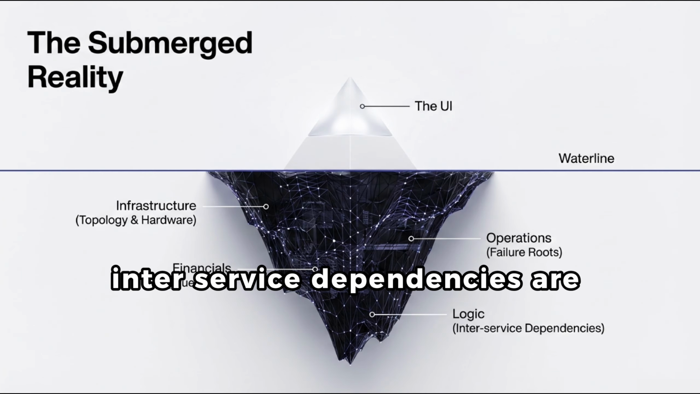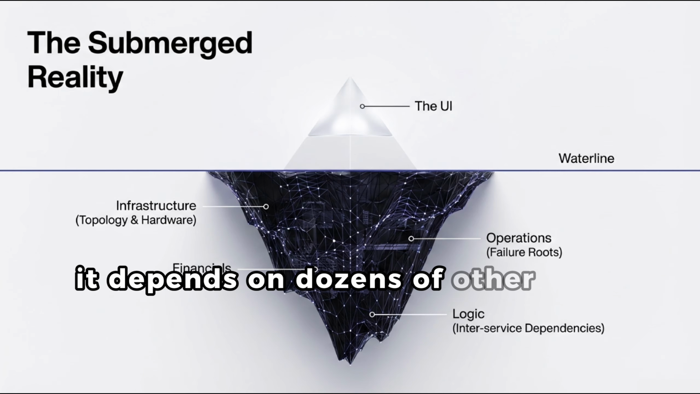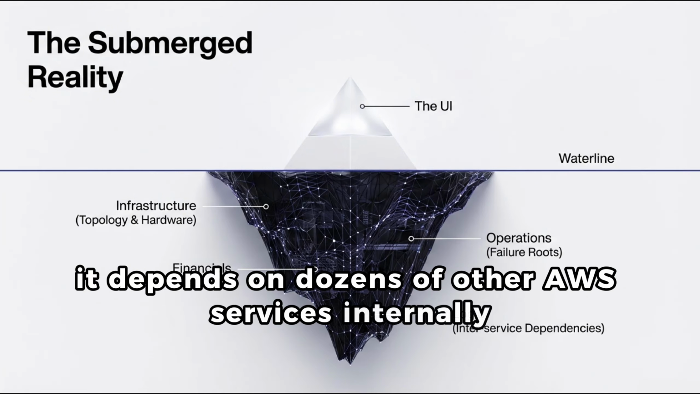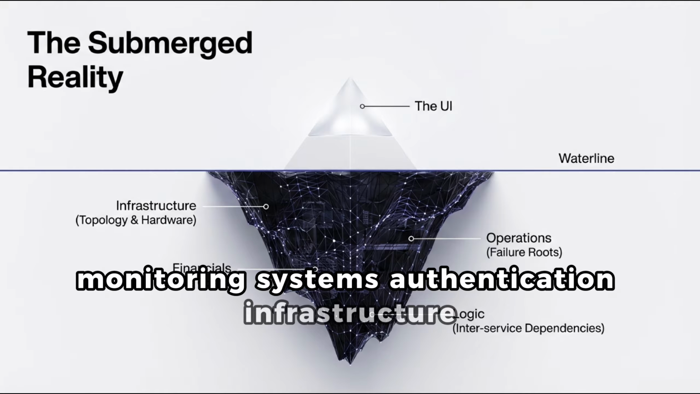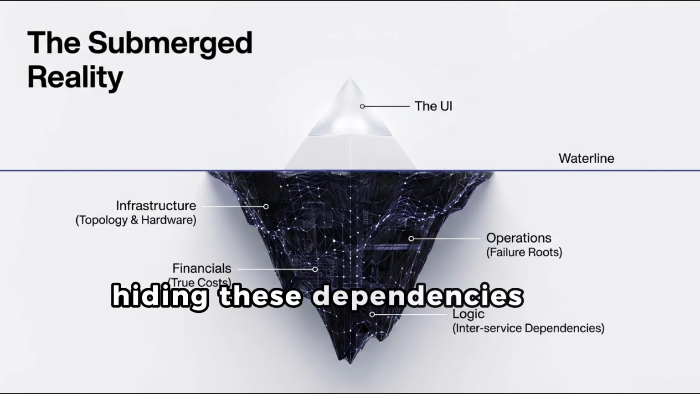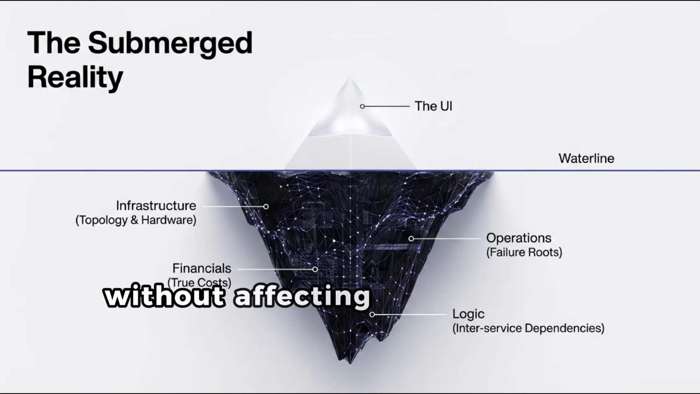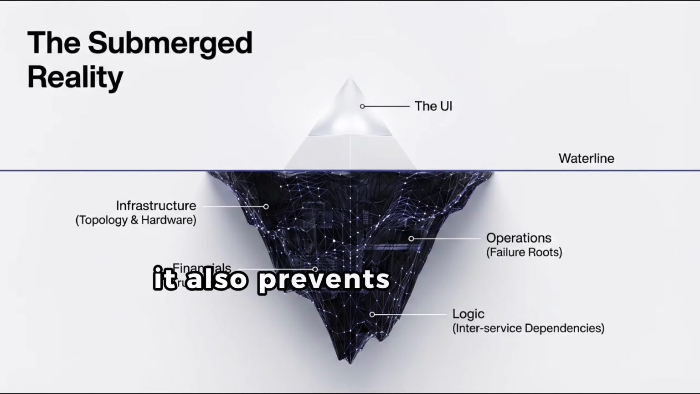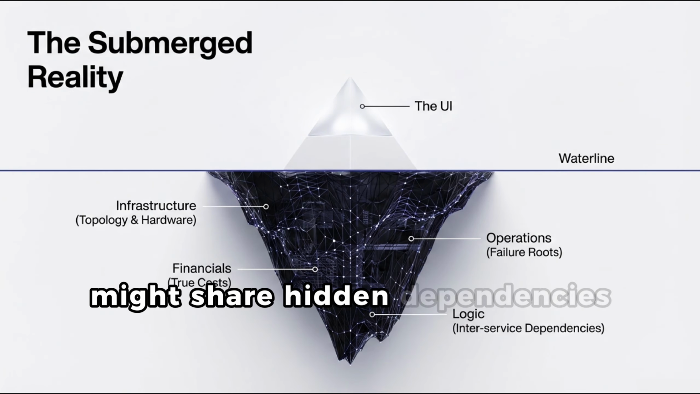Inter-service dependencies are hidden for abstraction integrity. When you use DynamoDB, you don't see that it depends on dozens of other AWS services internally: storage services, monitoring systems, authentication infrastructure. Hiding these dependencies lets AWS change internal implementation without affecting your interface. It also prevents you from understanding failure correlation. Multiple seemingly unrelated services might share hidden dependencies.